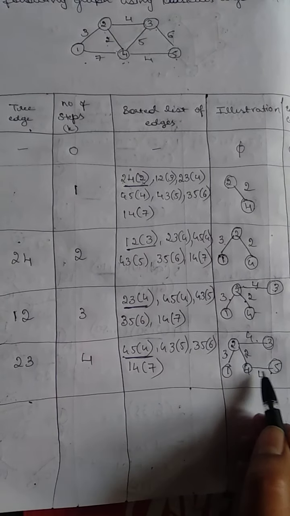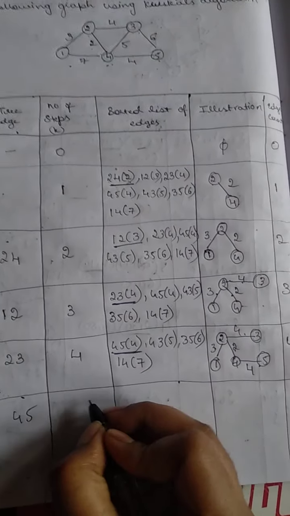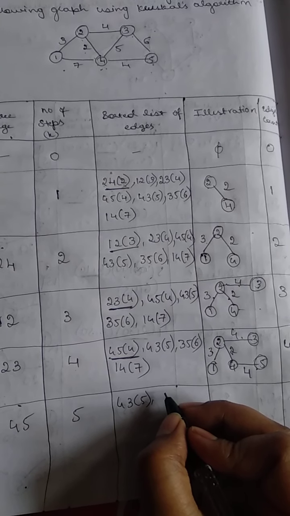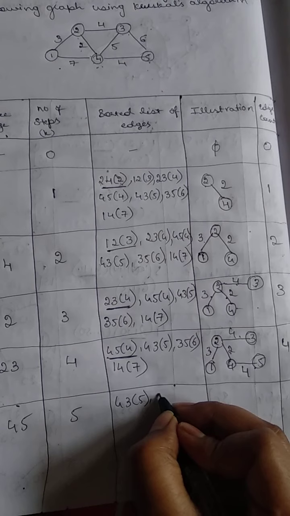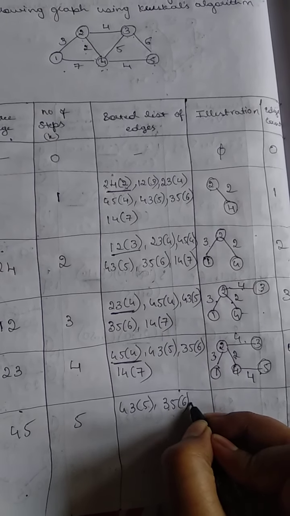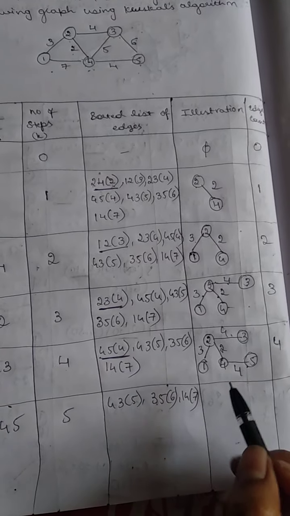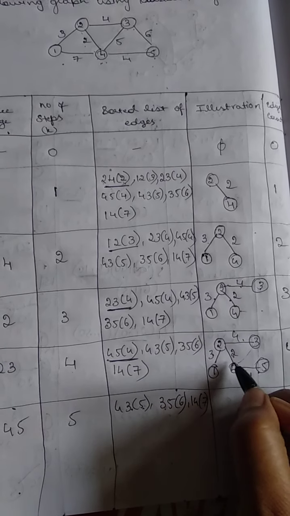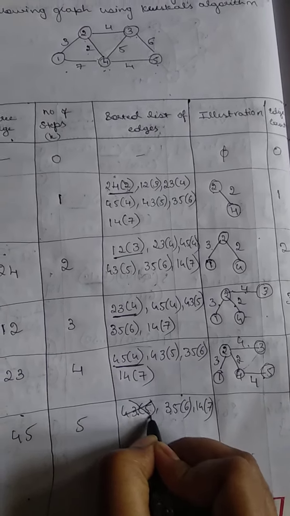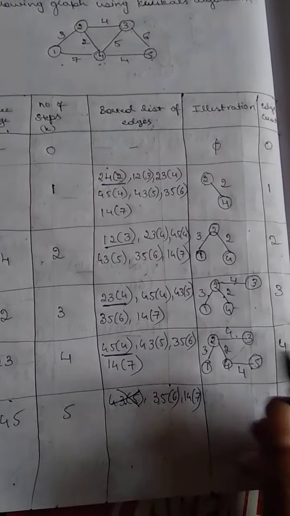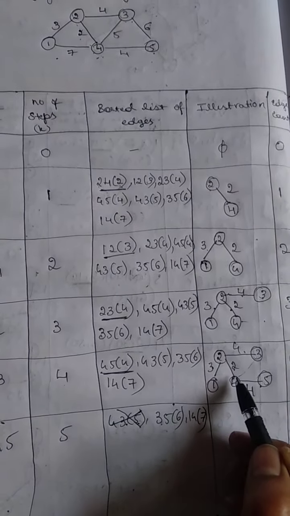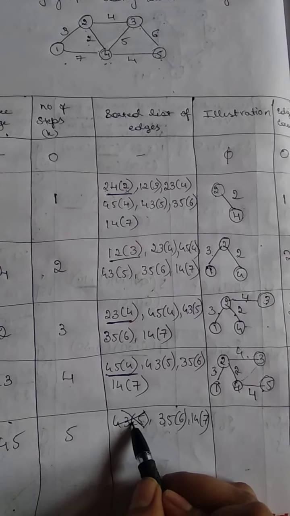Which is the new tree edge we have taken? 4 to 5. So I'll write 4, 5, step 5. 4 to 3, 5. Then 3 to 5, 6. 1 to 4, 7. See here, 4 to 3, 5. If I put 4 to 3 like this, it will form a cycle. So I'll just discard 4 to 3, because you have to check in the algorithm if ET is acyclic. If I put 4 to 3, it will form a cycle, so I cannot take 4 to 3.